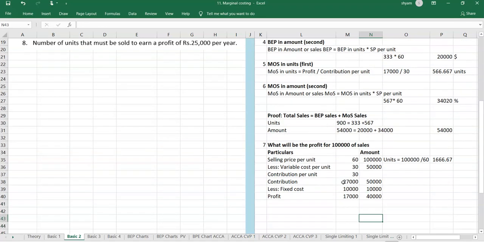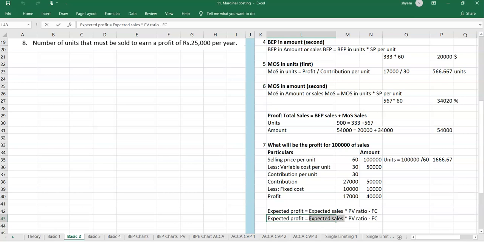See, this is a longer way of doing it. Okay, I'll also do a short way. The short way is this. Expected profit equals expected sales into PV ratio minus fixed cost. It's a very small formula only. Okay, let's get the answer. Expected sales 1 lakh, PV ratio 0.5, fixed cost 10,000. That's it. Get the answer.